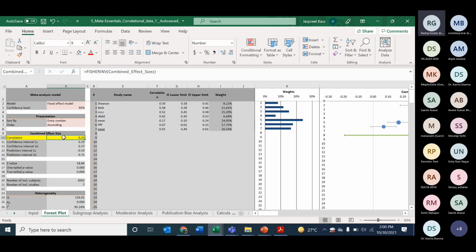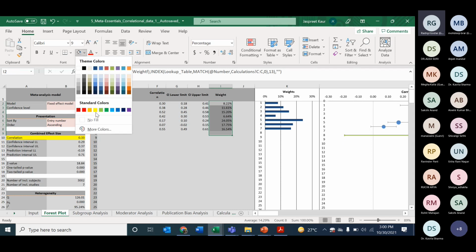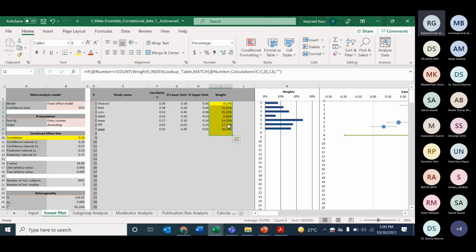So when we say that this is the combined effect size of all studies taken together, it is not a normal average. Why I say so is because if you see, there's a column by the name of weight. I've just highlighted it. You will see that each and every study has been given a weightage.